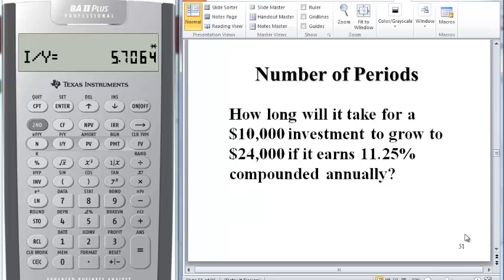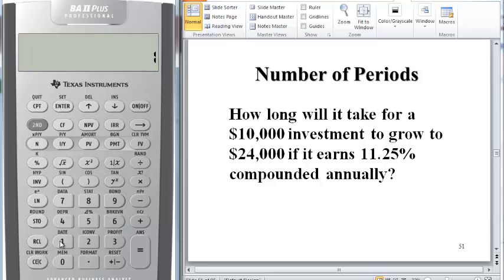So how many periods would it take for a $10,000 investment to grow to $24,000 if I know I can earn 11.25%? So clear our time value of money. This is a $10,000 investment, so it's going to be a present value, it's negative. To grow to $24,000, that's what I'm going to receive in the future. My rate of return is 11.25%, so that's going to go in as my IY. And what am I computing for? Time. So I'm going to compute for N. And what do I get?